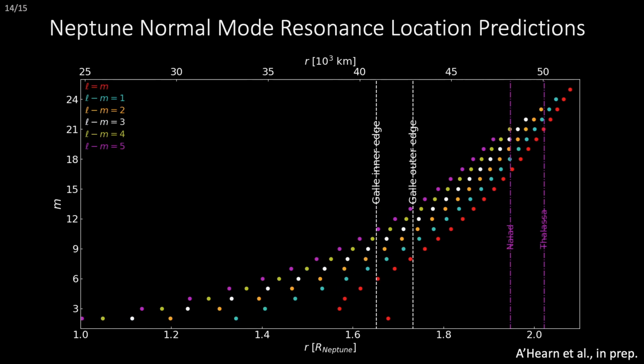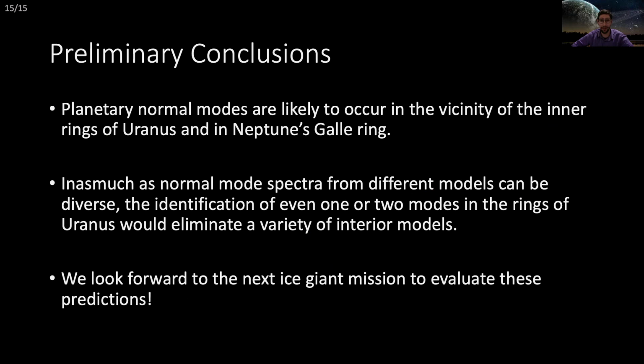Running our Neptune model, we get predictions of normal mode resonance locations in the Galle ring, which is too tenuous to sustain a wave, but could still exhibit longitudinal structure. So what we are especially excited about is that planetary normal mode resonances likely fall among the inner rings of Uranus and in Neptune's Galle ring. To the extent that different interior models give us differences in where we can predict normal mode resonance locations, then once we identify the wave features in the rings that are caused by normal mode oscillations, we can eliminate a variety of interior models, and perhaps have evidence for or against a stably stratified layer or a diffuse core.